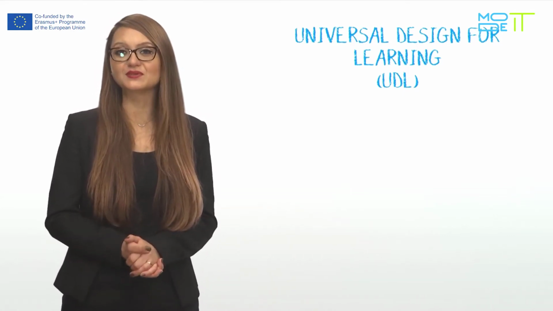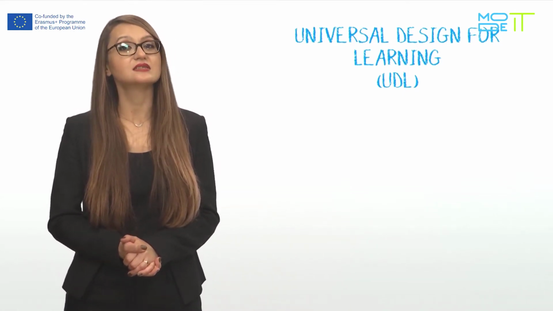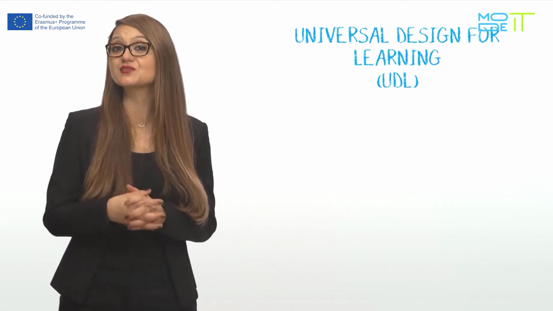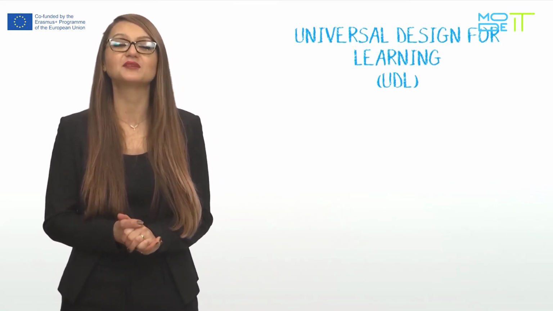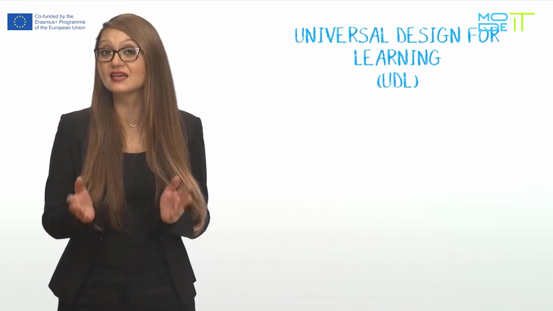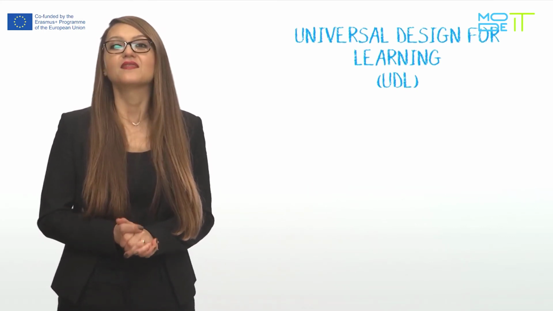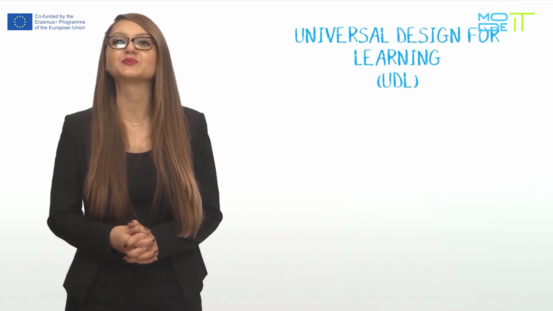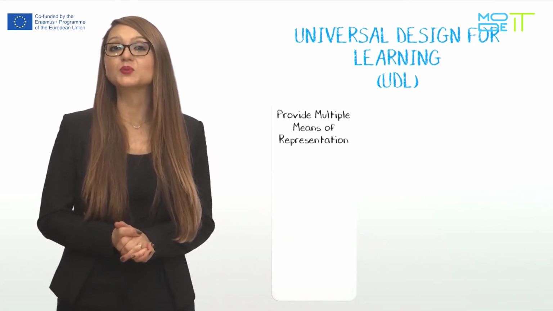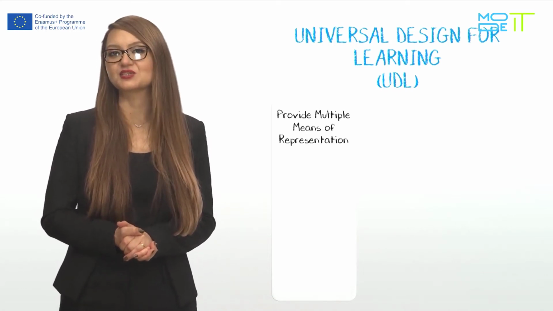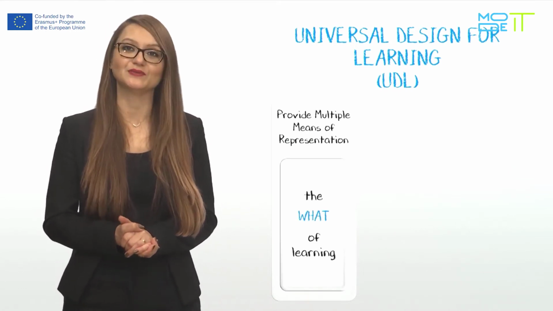Universal Design for Learning is a set of principles in the design of courses, from the preparation of the syllabus to the design of instructional materials, assessment tools, and policies and interactions that take place in the course. There are 3 basic principles of Universal Design for Learning. The first principle is provide multiple means of representation. This is the what of learning.